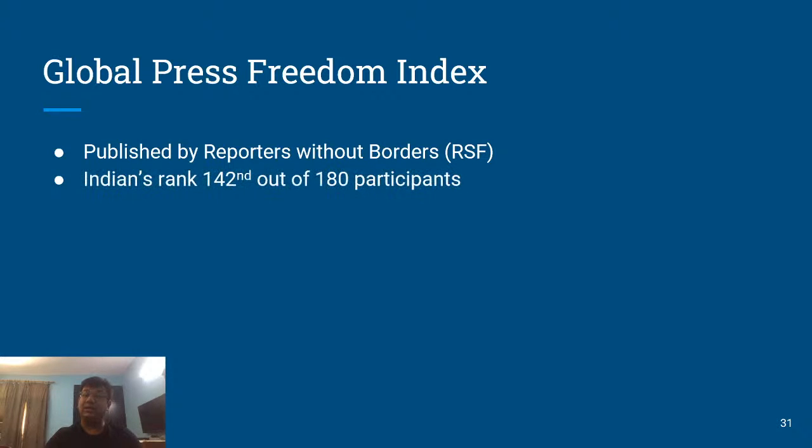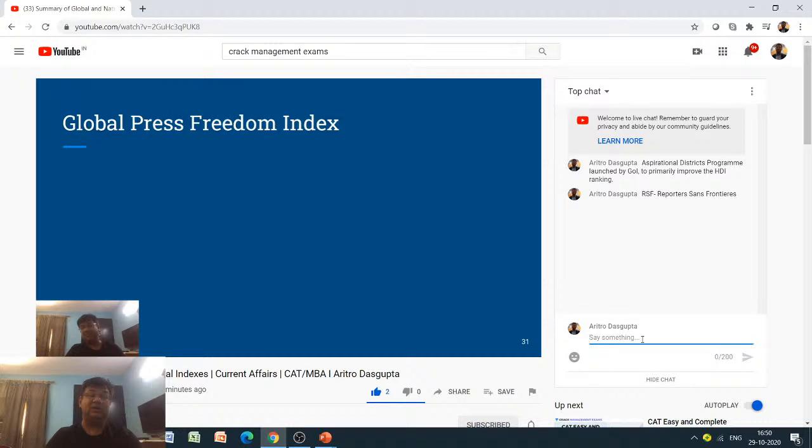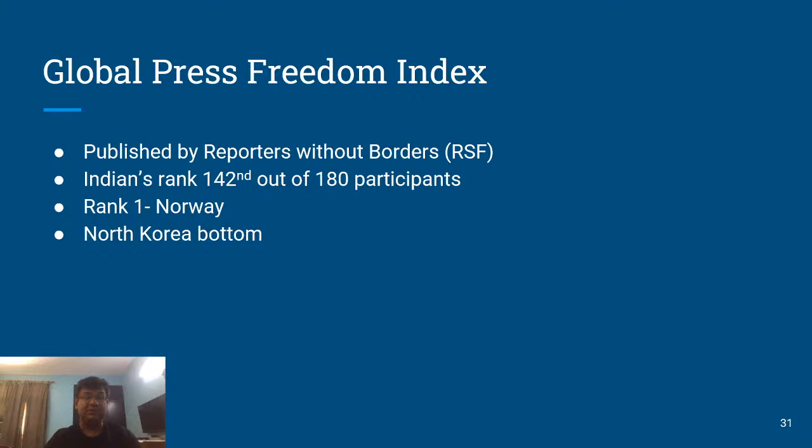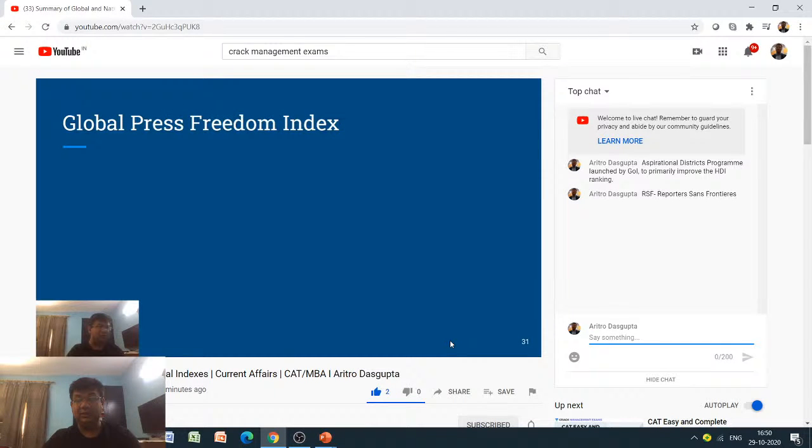Okay, so India's rank is not that good, as you can see. 142nd among 180 countries. Rank one is Norway. I think the bottom is not a surprise. North Korea. And that's a dictatorial country where you do not have any freedom for the people. Right? That's why it comes so far at the bottom.